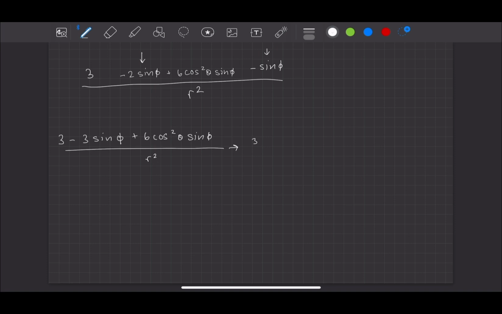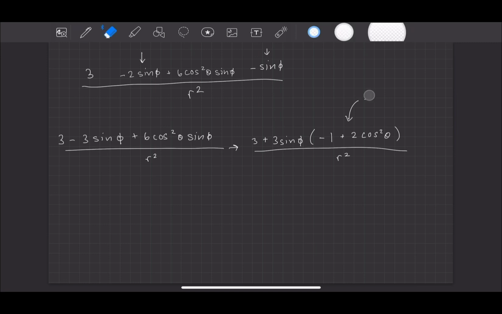So what we're going to do now is we're going to start factoring out some terms. So I factored out the 3 sine phi term here, and that leaves us with a negative 1 plus 2 cosine squared theta. And the reason that I did this is so that we can replace the terms inside of the parentheses with a trig identity, since it actually equals cosine of 2 theta. It's a double angle identity. So we'll see that right here. There we go. So now we're just going to rewrite this.